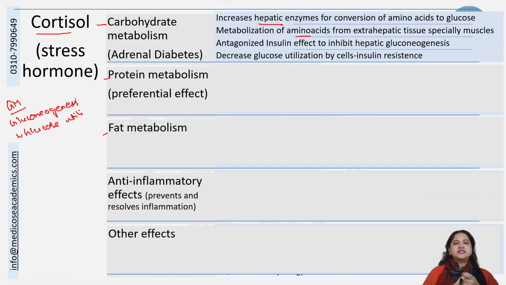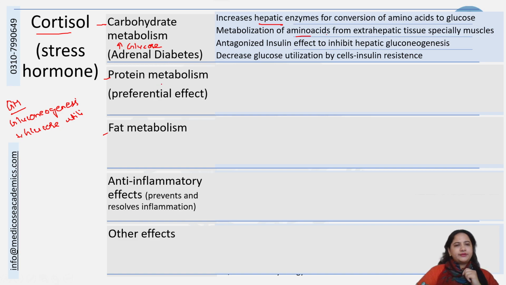It antagonizes the insulin effect. Anti-insulinic effect, it is decreasing the glucose utilization, the same as that of growth hormone. By decreasing glucose utilization, decreasing insulin sensitivity, increasing hepatic gluconeogenesis, cortisol is promoting increased blood glucose level. So the ultimate result will be increased blood glucose levels.